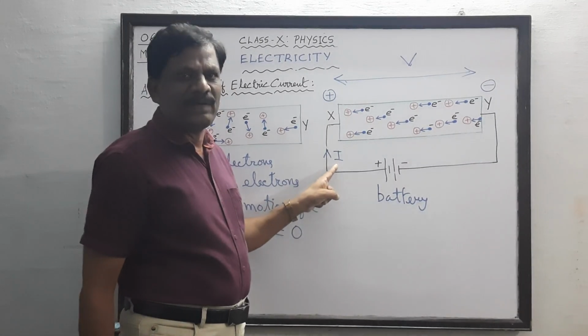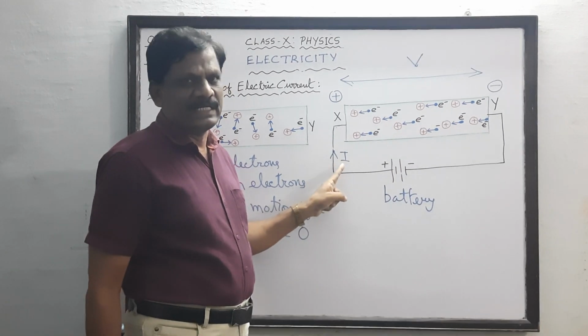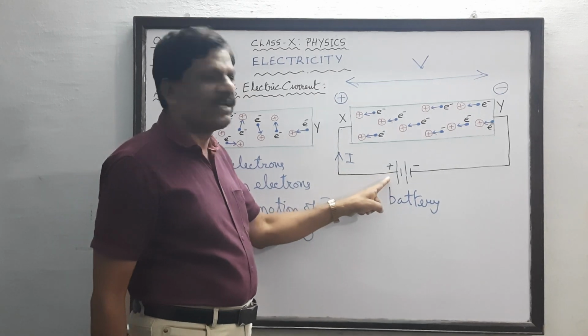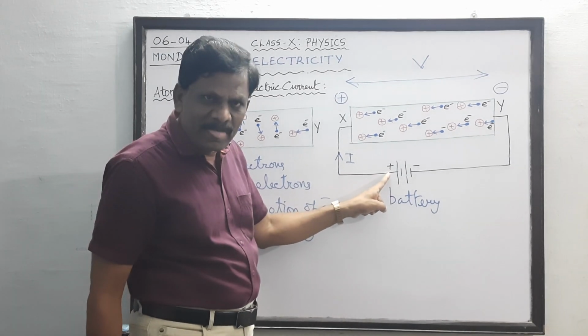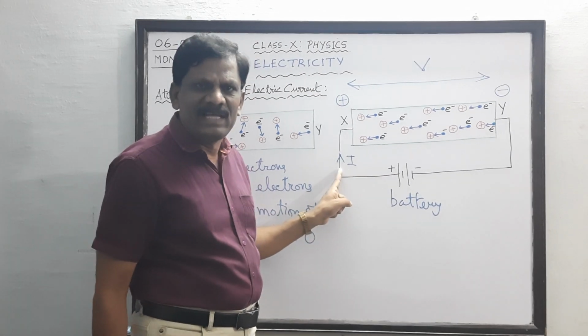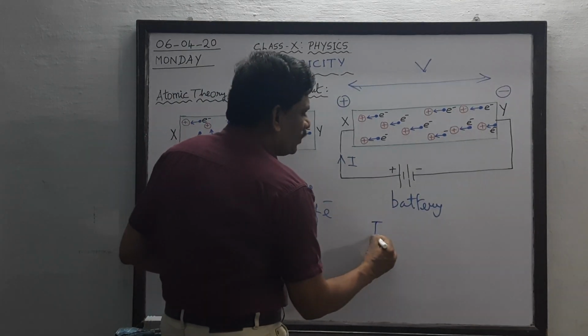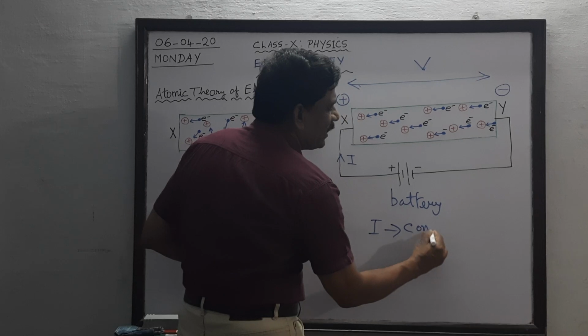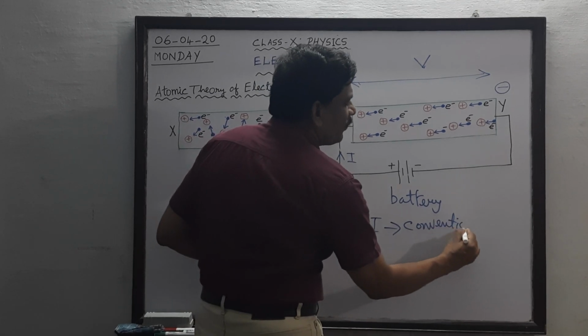I is the symbol used for the flow of current. And this is starting from which terminal of the battery? You are right. The current starts from the positive terminal of the battery, and this current only is called by the name what? Conventional current.